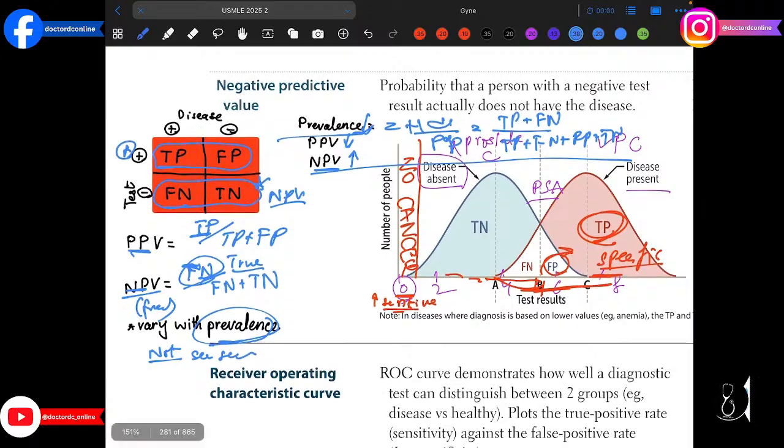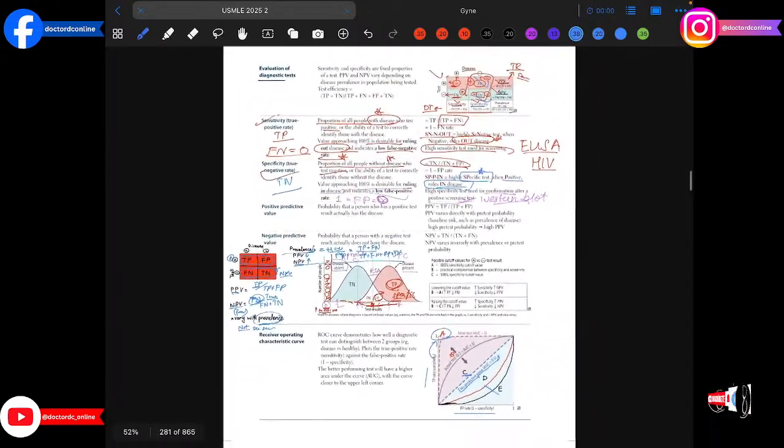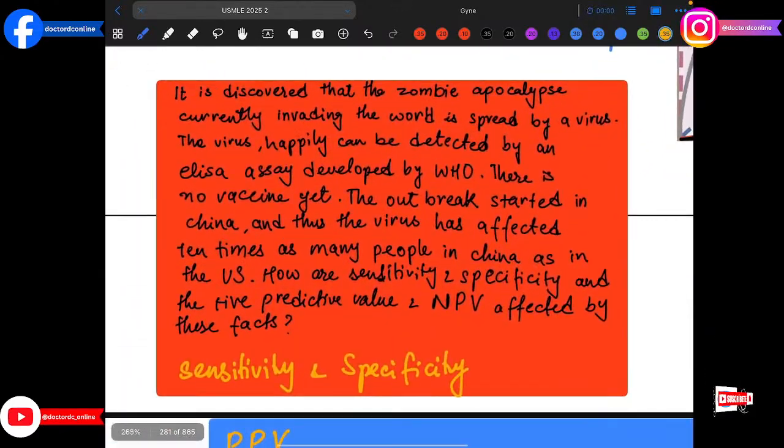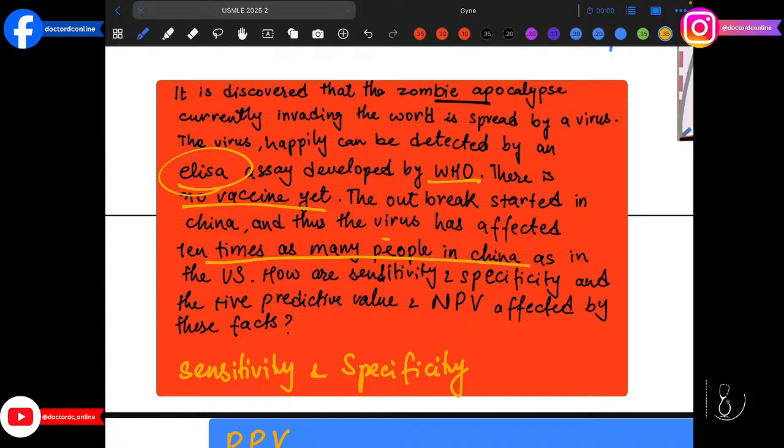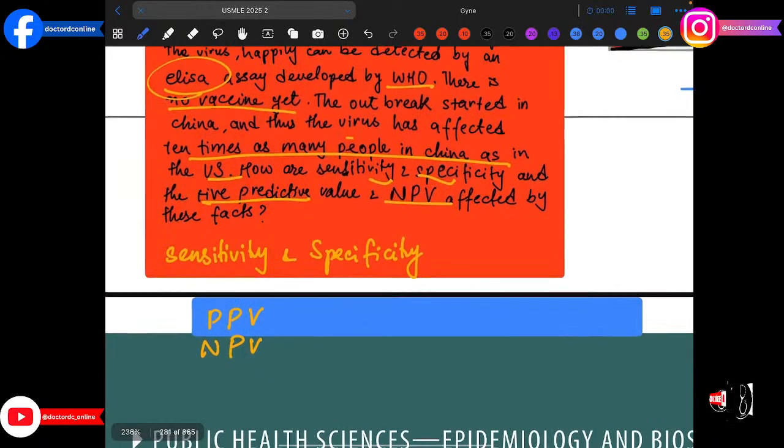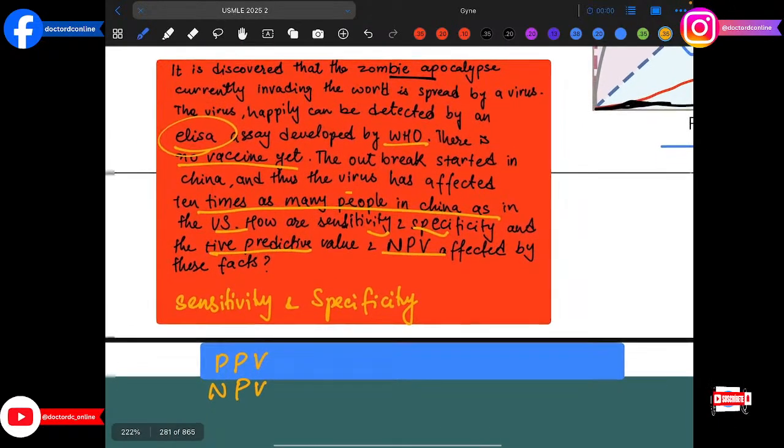All right. I know that was a lot of information to digest. So let's do one question for fun. It's discovered that the zombie apocalypse currently invading the world is being spread by a virus. This virus can happily be detected by an ELISA assay developed by the World Health Organization. Currently, there is no vaccine. The outbreak has started in China and thus the virus has affected 10 times as many people from China as from the United States. So with that information, how are the sensitivity, the specificity, the positive predictive value and the negative predictive value affected?